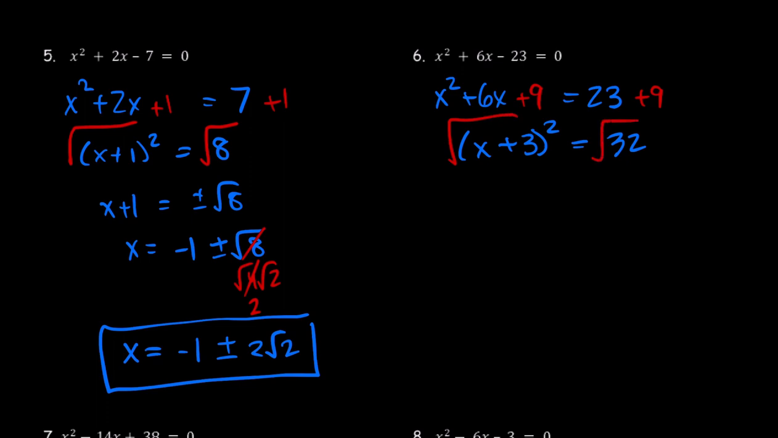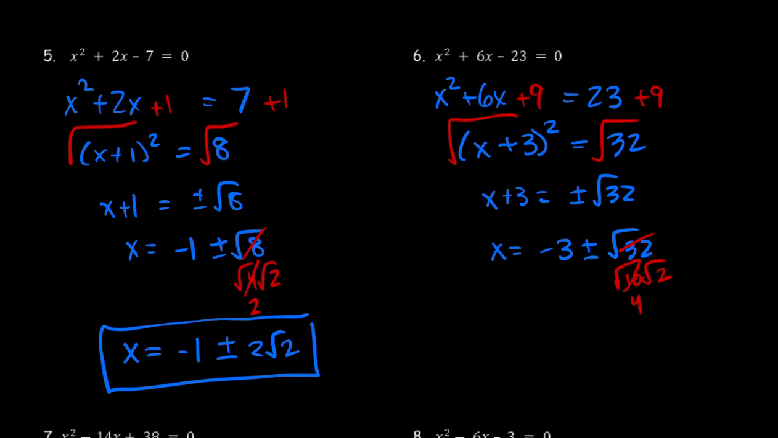Take the square root of both sides. X plus 3 equals plus or minus square root 32. Subtract 3. So negative 3 plus or minus square root 32. And then all we have to do is simplify that square root 32. 16 actually is the largest perfect square that goes into that, and the square root of 16 is 4. So now I get x equals negative 3 plus or minus 4 square root 2.